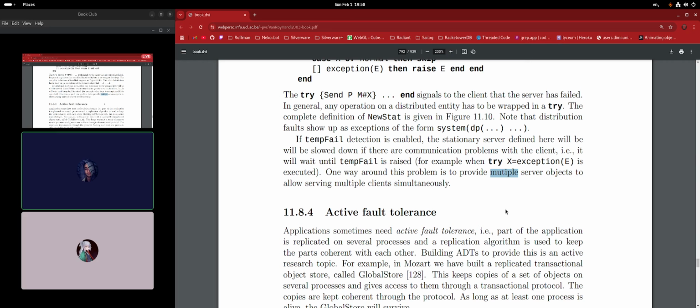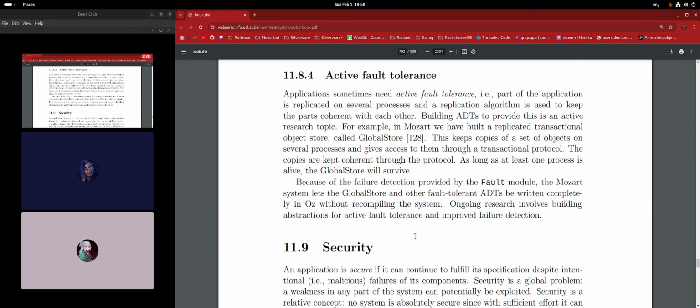Okay. Is to provide multiple server objects to allow serving multiple clients simultaneously. Yeah, this is because you're going to block the server until you receive the temp fail, right? Yeah, that makes sense.